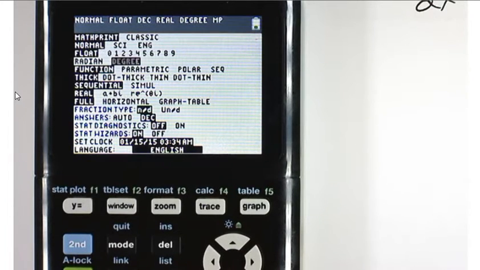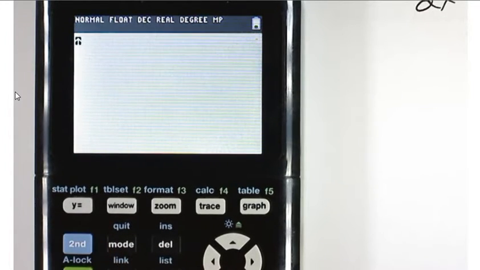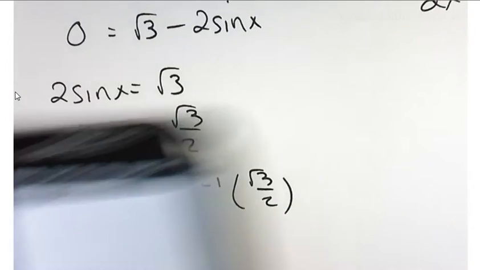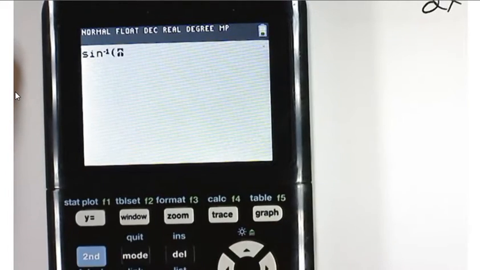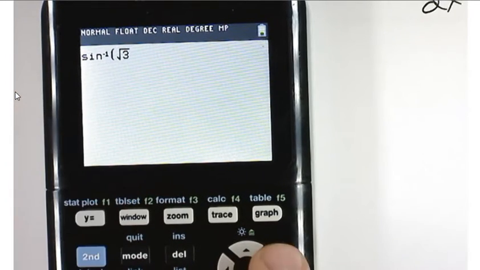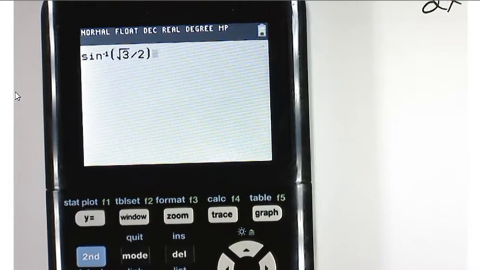So let's hit the mode key, go to degrees. Once it's in degrees, I'll type the second key and then the sine key. That's the inverse sine. It has nothing whatsoever to do with the cosecant. It is not the reciprocal of the sine. This gives you the angle whose sine is square root of 3 over 2. So hit the second key, square root of 3. Make sure you hit the right arrow to get out of the square root. Divided by 2. And there you go.